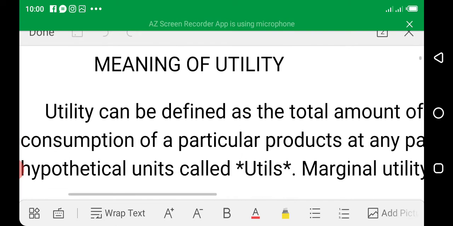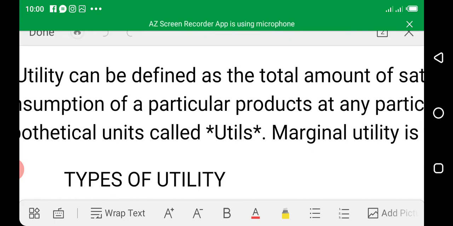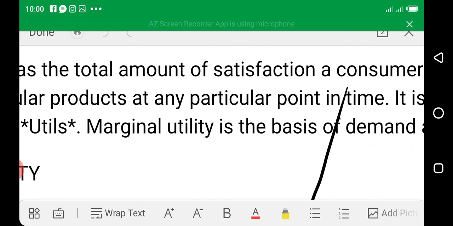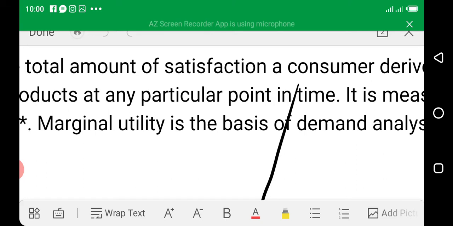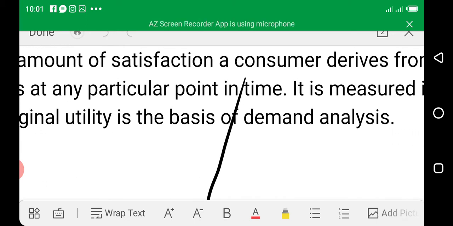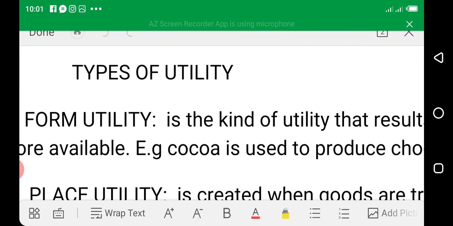What now is the meaning of utility? Utility is simply defined as the total amount of satisfaction a consumer derives from the consumption of a particular product at any particular point in time. The utility is measured in hypothetical units called utils, and marginal utility, as one of the types of utility, is the basis of demand analysis.